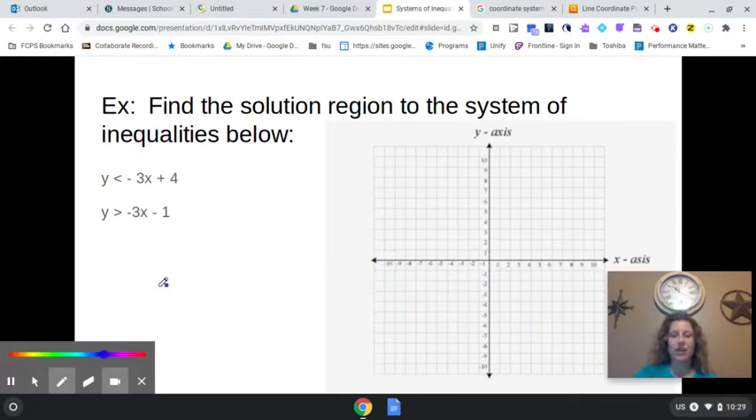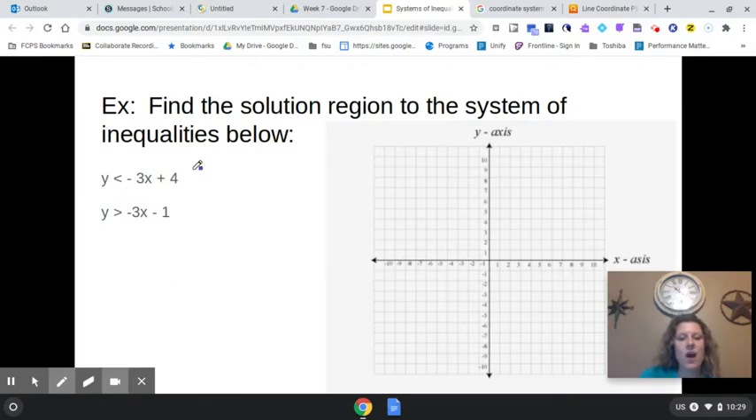Okay, here's our next example. We have a y-intercept of +4, and we have a slope of -3/1. I'm going to connect those with a dotted line since it's a less than symbol, and I'm going to shade below.